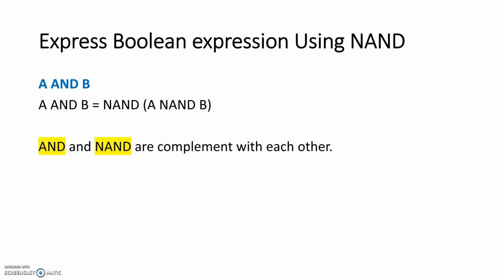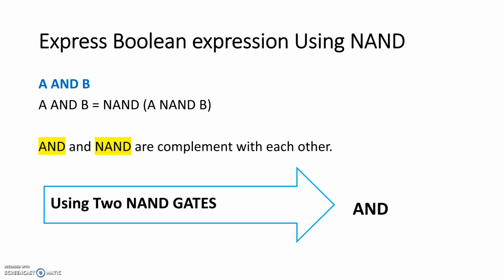And then we take a look at how to use the NAND gate to represent the AND gate. NAND gate and AND gate are complements of each other. So if we put a NAND in front of the NAND gate, we get two negatives: NOT and NOT. Two negatives become positive. So what we get is that using two NAND gates can give us an AND gate.